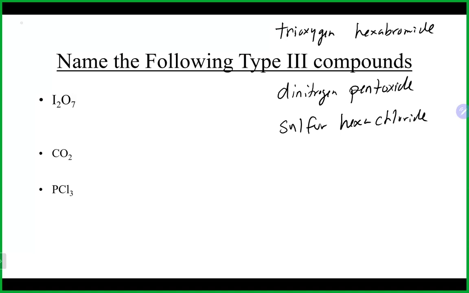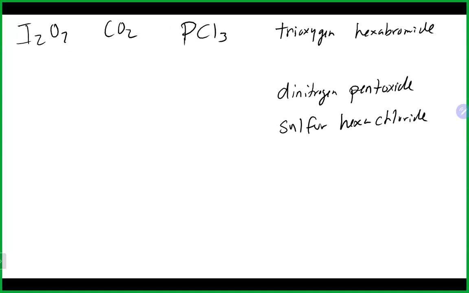Again, I'll write a little higher in case you need it here. I2O7, CO2, and PCl3. Fastest ones did you do? But again, sometimes people really kind of mess up on these because they want to do weird things. So you still want to approach it the same way. What are we dealing with?